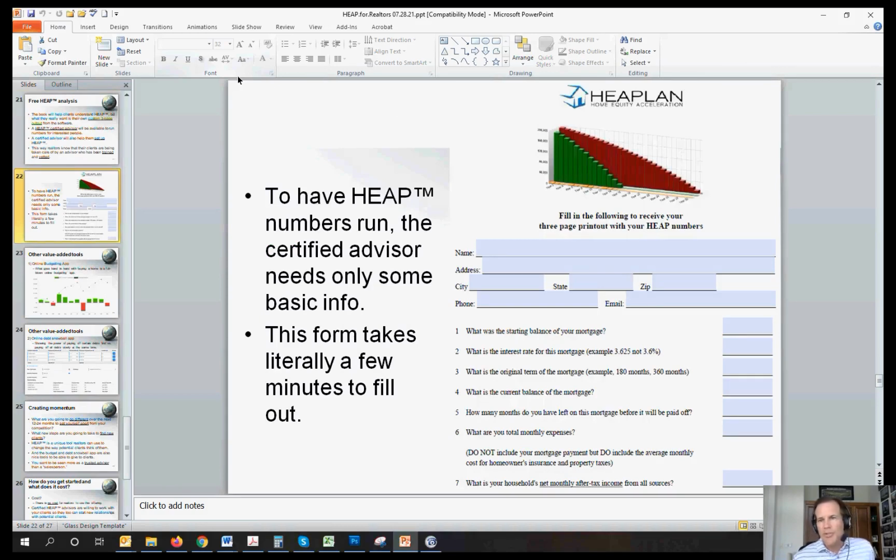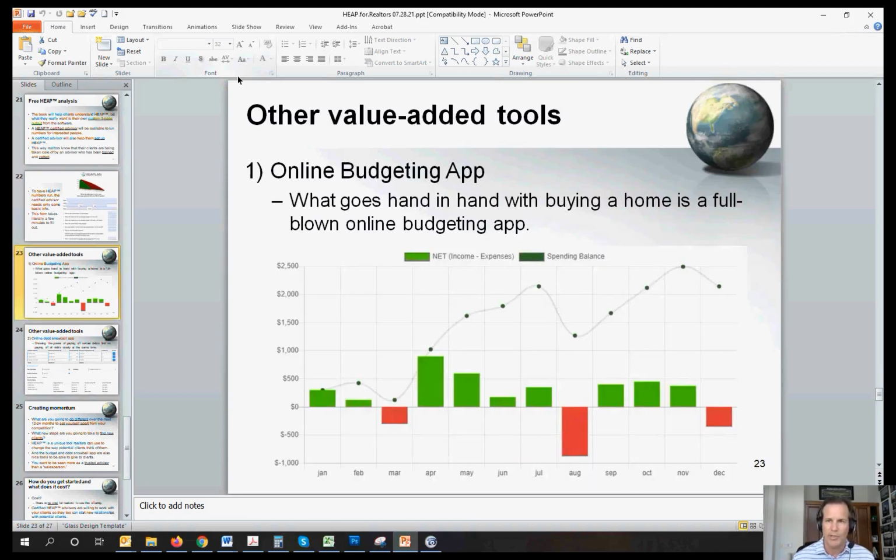So to have their numbers run, we just have a really simple PDF that you can have them fill out: name, address, phone number, etc. And then if they answer these 7 questions, we can run their HEAP numbers literally in 2 minutes. So this is a form that we would give you. You would give it to your clients that wanted their numbers run, and then we would give them their awesome-looking chart to show them the benefit of working with you as a realtor and how much money they could save on their mortgage. Now, we do have a couple of other value-added tools.